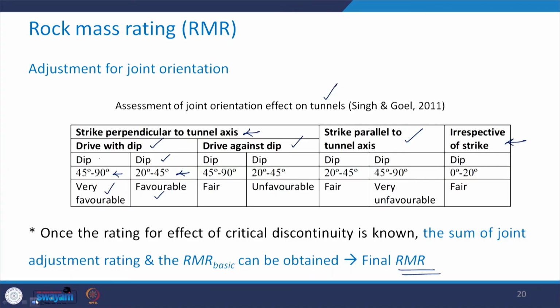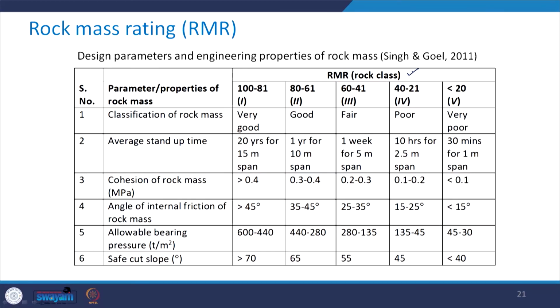Now, since we have got this, the sum of the joint adjustment rating and the RMR basic that we have already obtained is going to give us the final value of RMR for that particular structural unit of the rock mass. The question is, what do we do after that? Once we have got the RMR value for the rock mass, we can have various information that would be useful in the design and analysis of various projects.